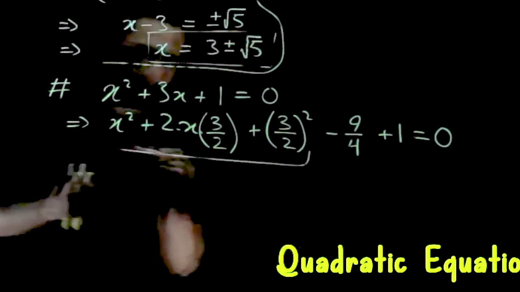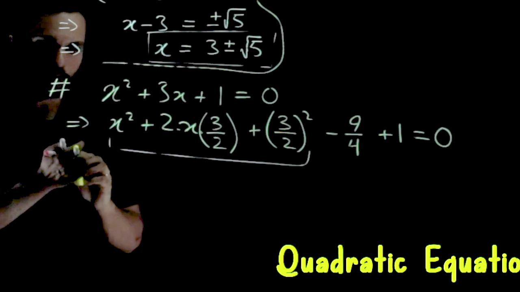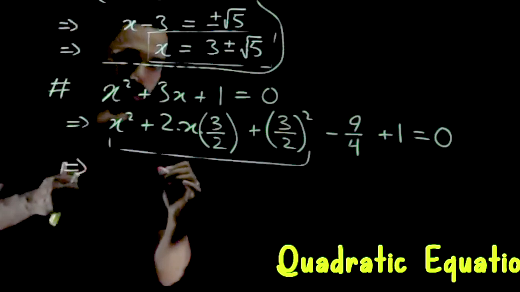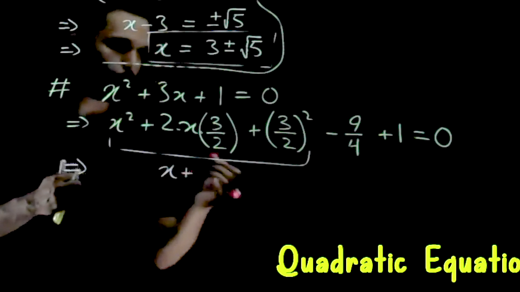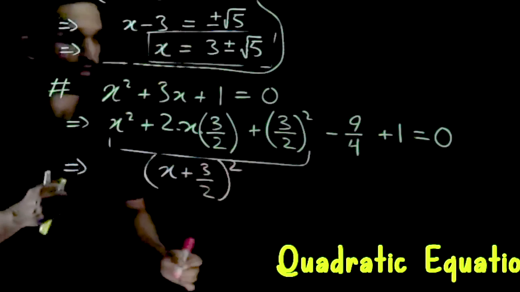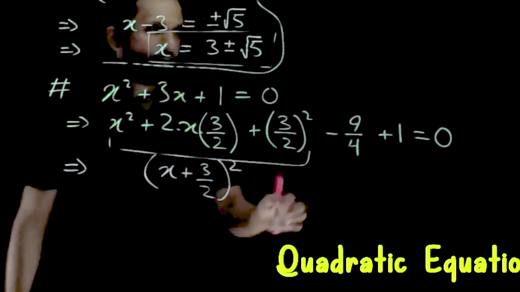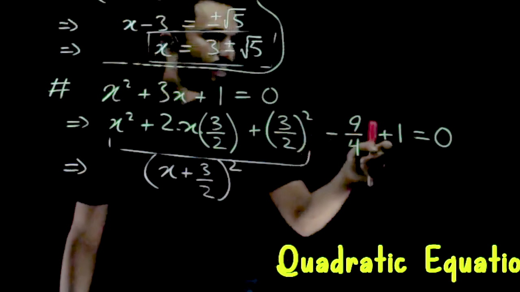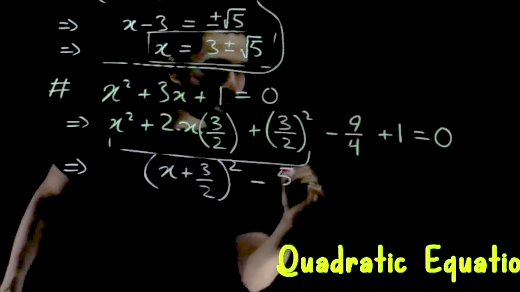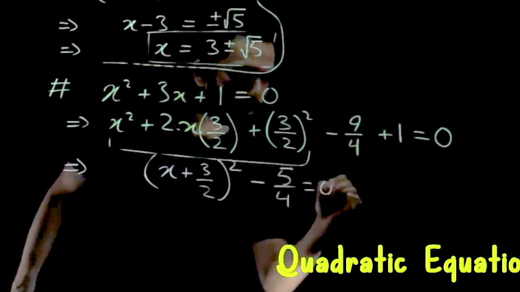I hope you know what to do next. You have to pick the first 3 terms and write it as (x plus whatever, which is 3 by 2 in this case) whole square, (x plus 3 by 2) whole square, and a minus 9 by 4 plus 1. So minus 9 by 4 plus 4 by 4 is minus 5 by 4 equal to 0.